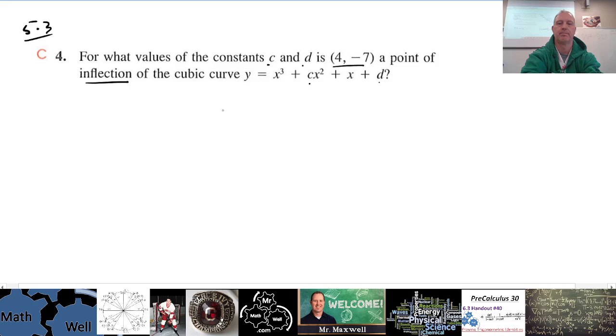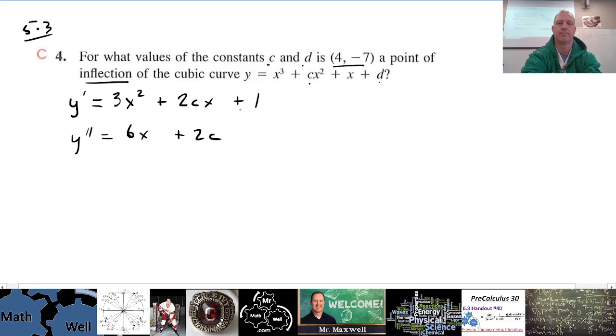So let's start by finding the second derivative here, and what we'll do is keep c as a constant and d as a constant. Now d is going to be gone right away, right? Because when we take the first derivative, the derivative of a constant d is gone, so that's going to have to come into play a little bit later. And this is going to be 2cx plus 1, and then the second derivative y double prime here is 6x plus 2c. Okay.